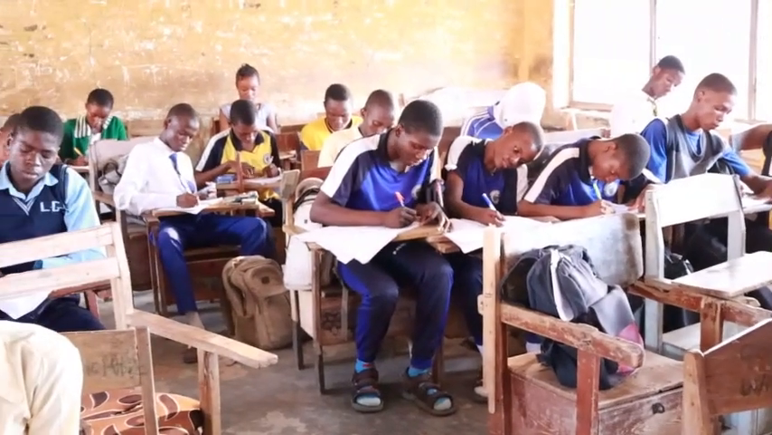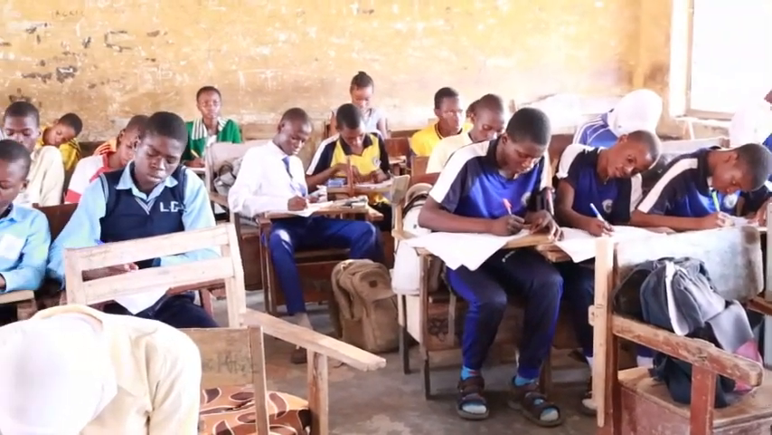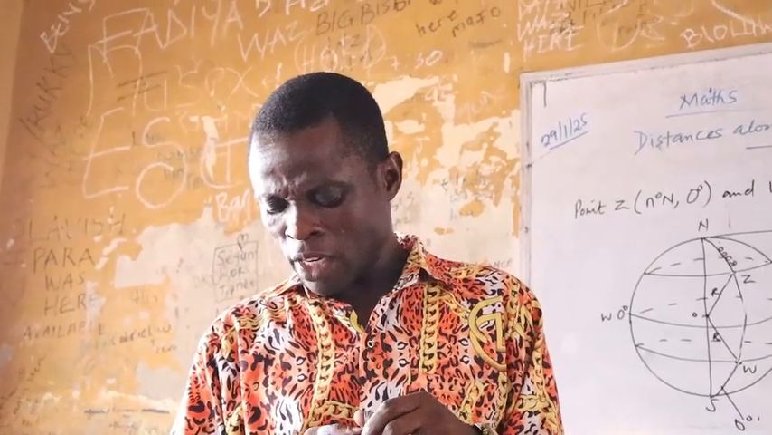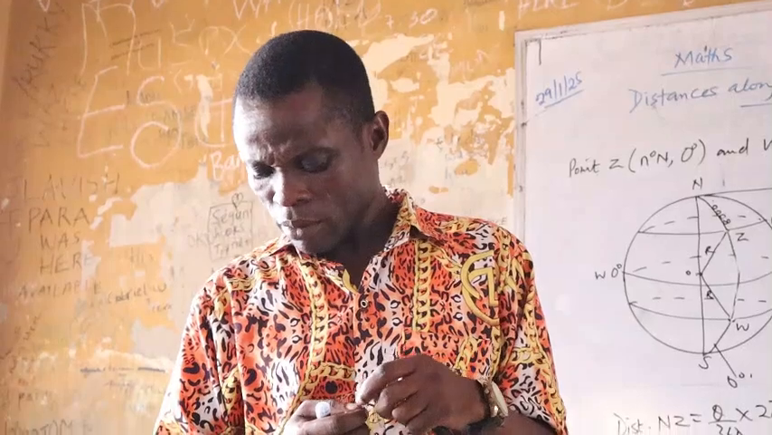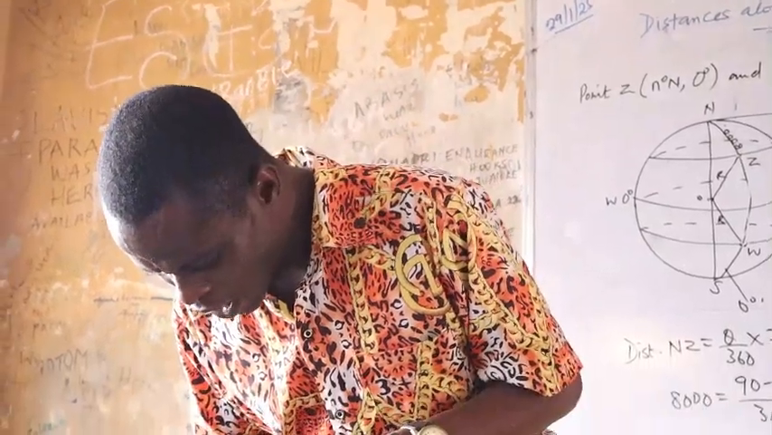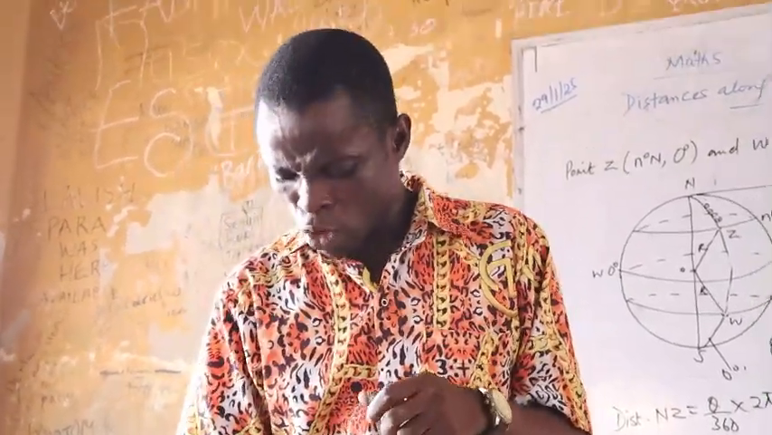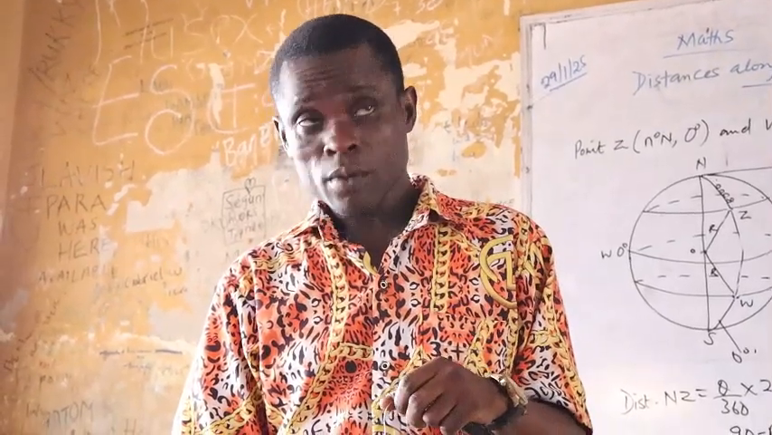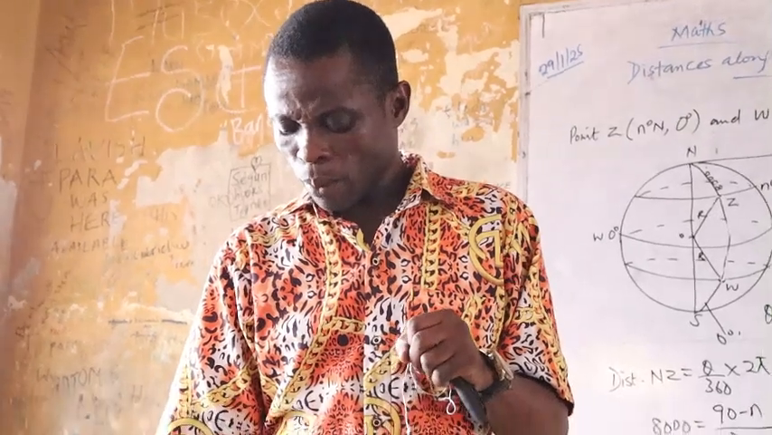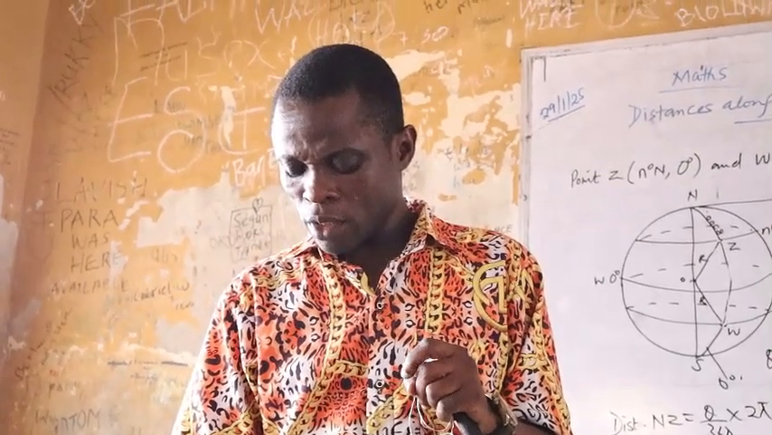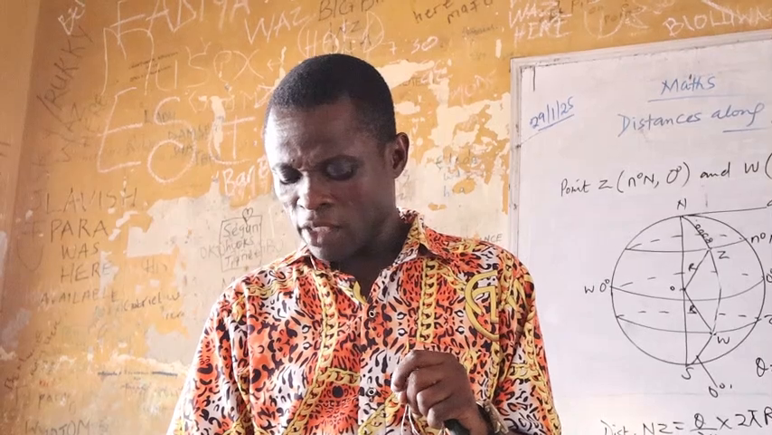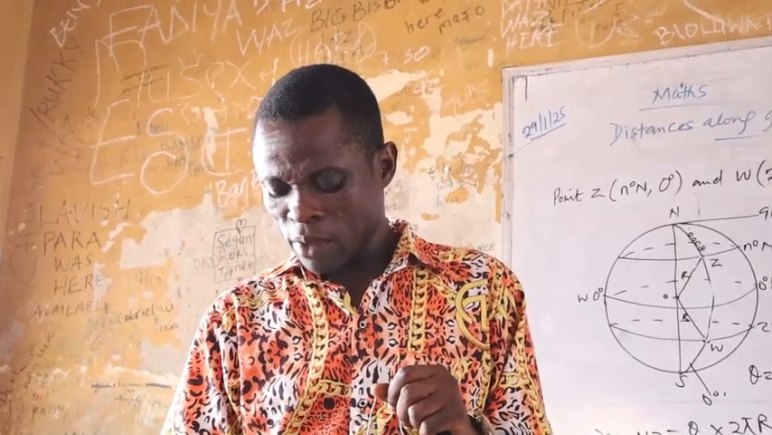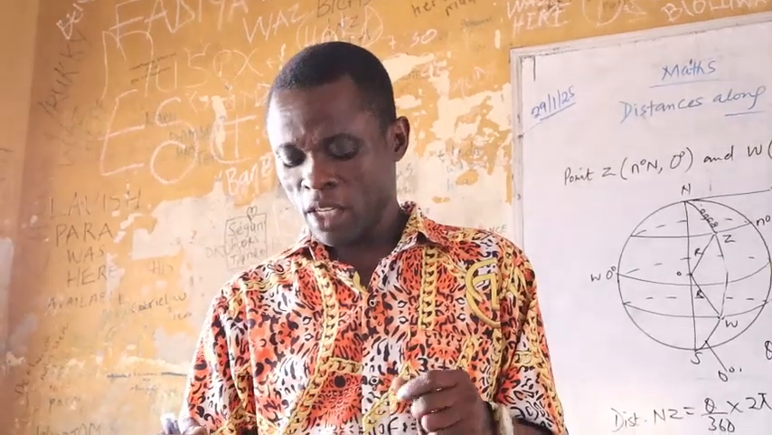Now number 2. Find the distance, measured along a meridian, of the South Pole from any point on the parallel of latitude 65 degrees south.